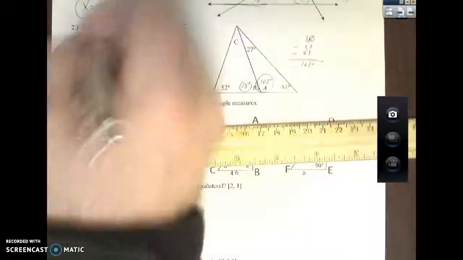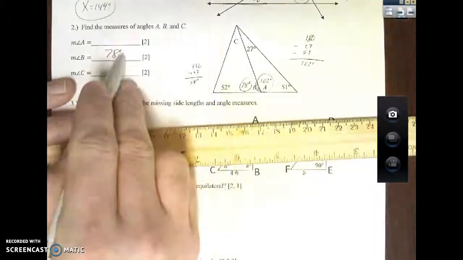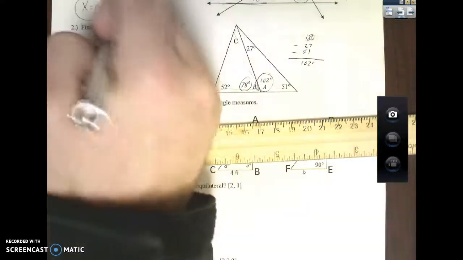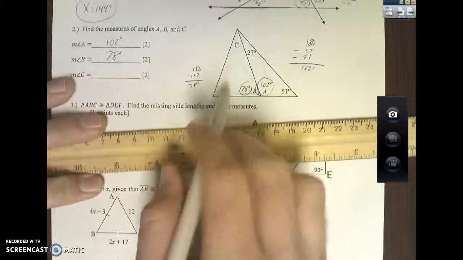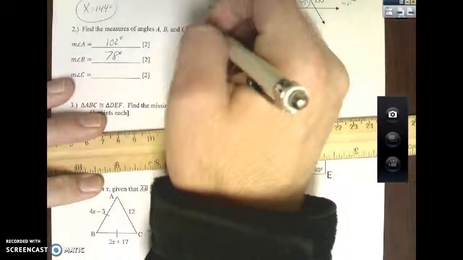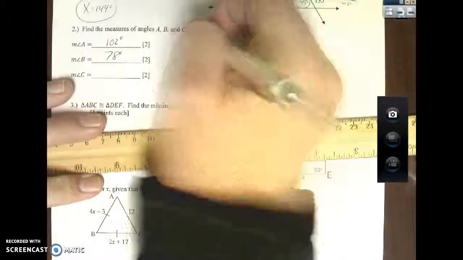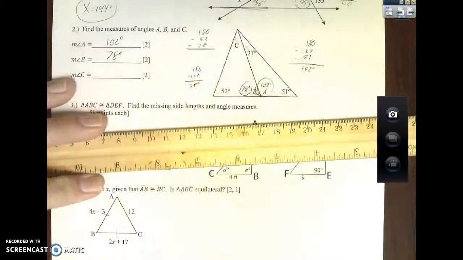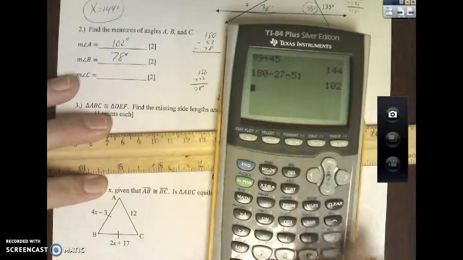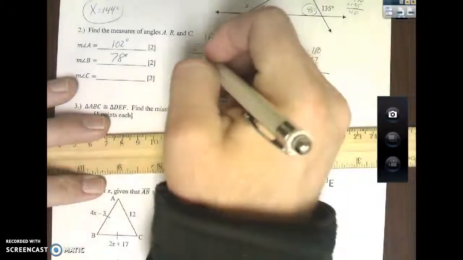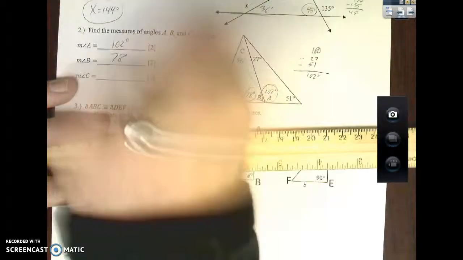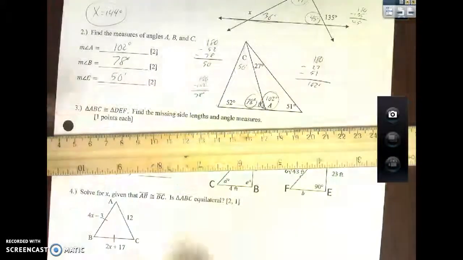Actually, I can label this stuff over here, my apologies. Making sure, again, I have my degree symbol. So A is 102. Now, as far as C goes, I now have these 2. So again, I'm going back to 180 minus 52 minus 78. Let's break out our calculator. So 180 minus 52 minus 78. We get 50 degrees on the money. Okay, so there is my angle C.